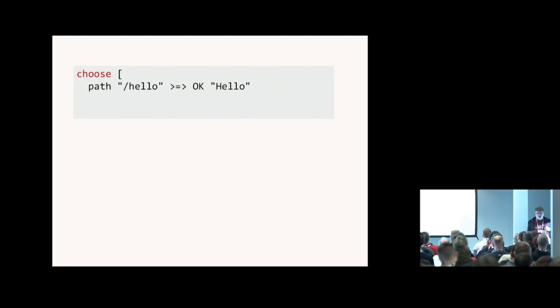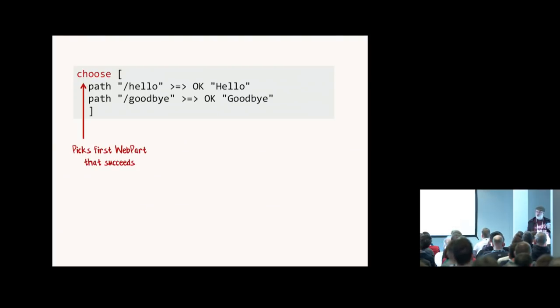All right. Now, the next thing is we're going to have two web parts, and we're going to choose between them. So this is the choose web part, and you pass in a list of other web parts, and it basically picks the first web part that succeeds. So if the input is hello, the first web part is going to succeed, and it's going to return hello. If the input is goodbye, the first web part is going to fail, and the second web part is going to succeed. And if none of these succeed, the whole thing is going to fail. All right, so that's a choose.